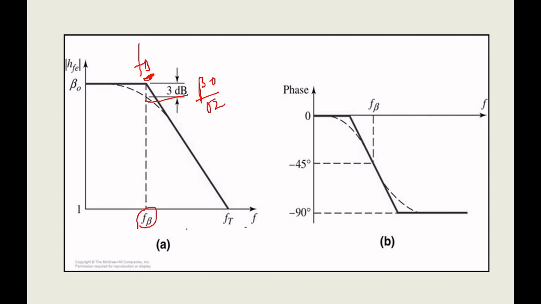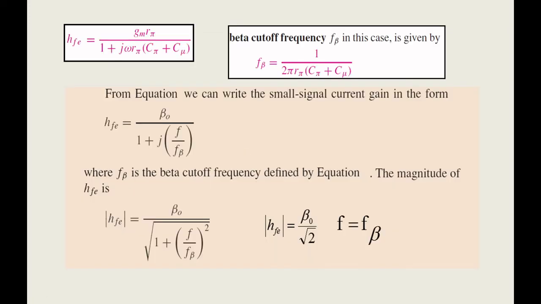This is the magnitude representation. Maximum gain is beta naught. At the cutoff frequency, the gain is reduced by root 2 times. That we want to prove now. How are we getting beta naught by root 2? That we will prove. So what we consider is H(f) equal to gm r pi divided by 1 plus j omega r pi into (c pi plus c mu). Here I am substituting j 2 pi f.